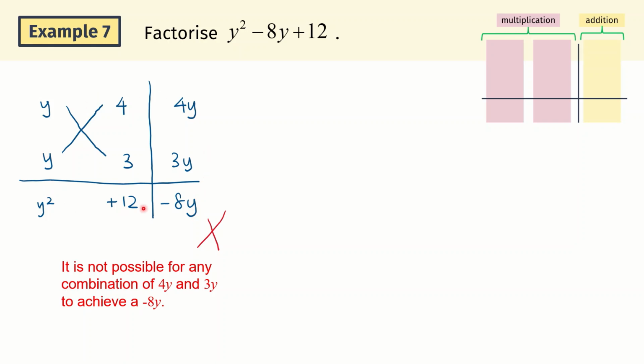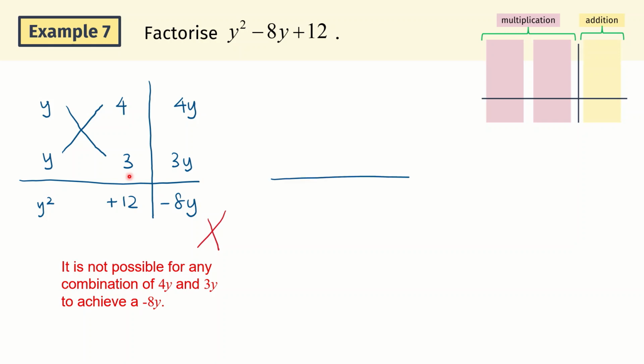So the numbers that we have chosen don't work. What we need to do instead is to consider new factors. We know that 12 is not just 4 times 3. 12 can be 1 times 12. It can also be 2 times 6. So we try another combination.